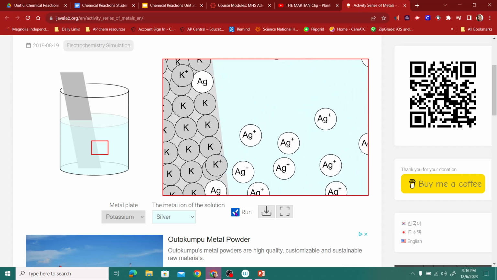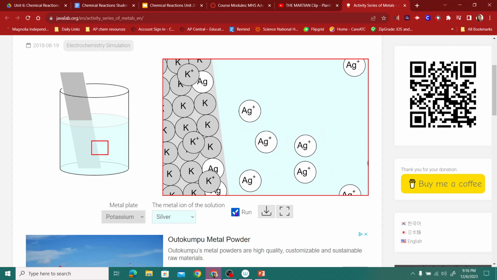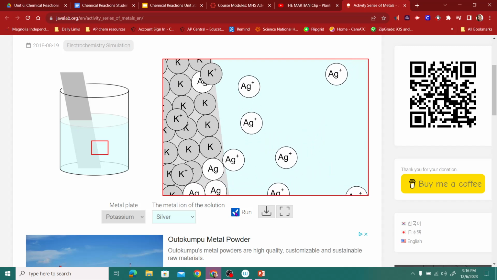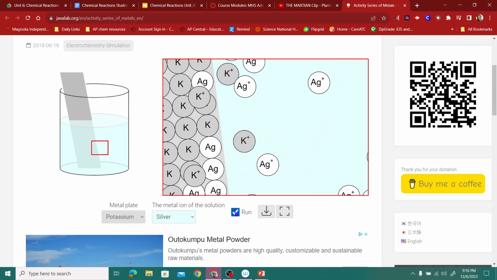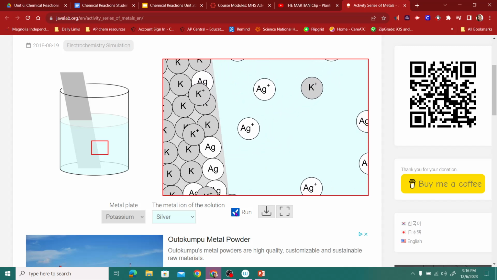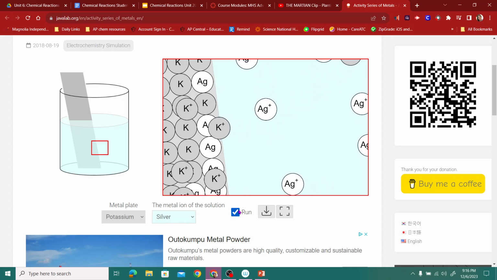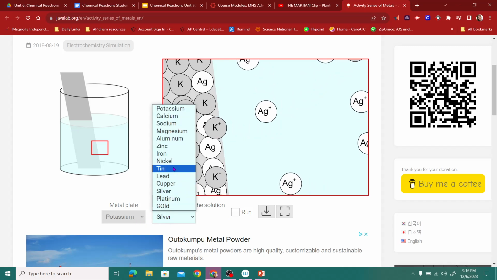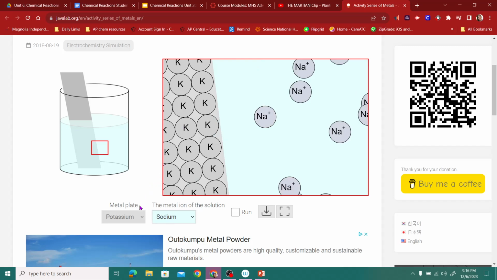Potassium can replace silver, my bad. Notice this is another one where potassium is higher on the list, so it can kick silver out of the liquid, out of the compound, and into a solid phase by itself. Let me flip this. Let me go sodium versus zinc.